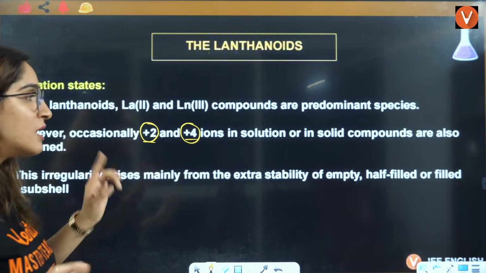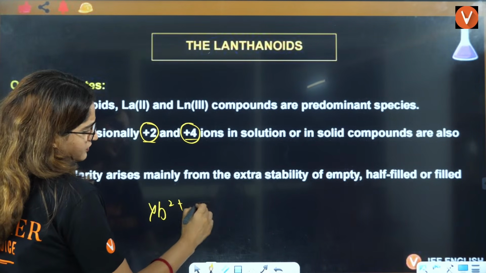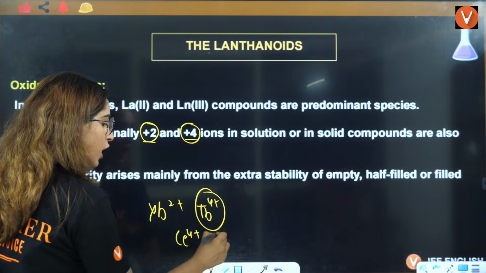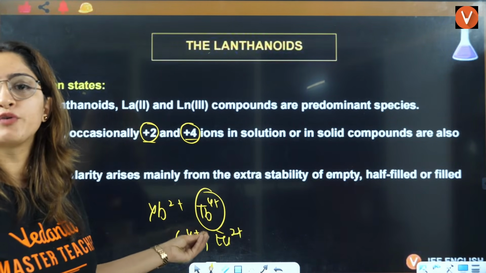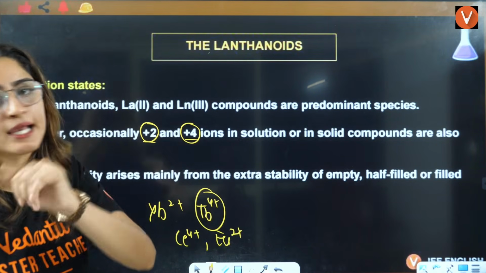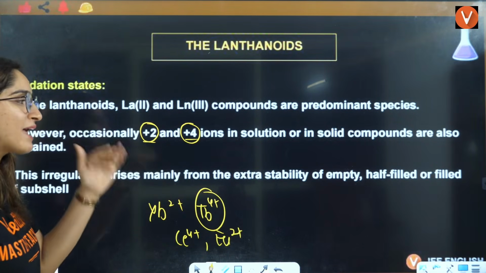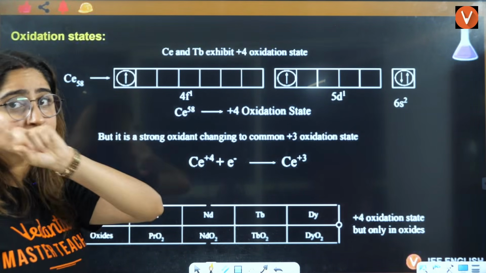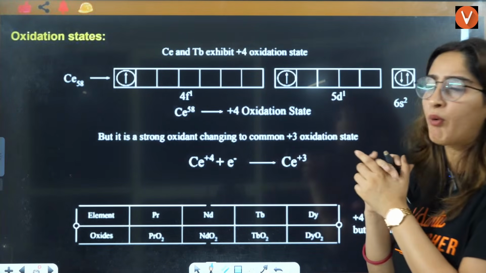I told you, like you have ytterbium 2 positive, you have terbium 4 positive, you have cerium 4 positive, you have europium 2 positive. So why do they show 2 positive and 4 positive? Because of their stable half-filled and fully filled electronic configuration, right? The irregularity arises mainly from the extra stability of half-filled and fully filled configurations, right? Now, because of this, they show some oxidizing and reducing nature. Let's see, very, very important, right?